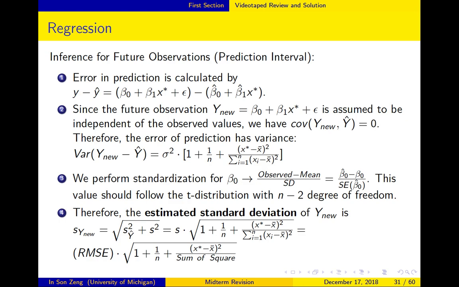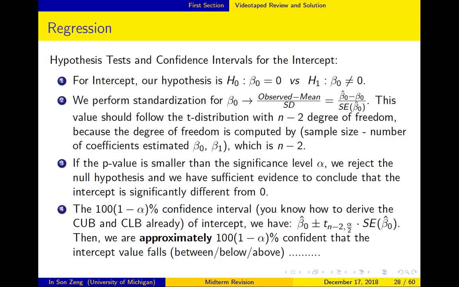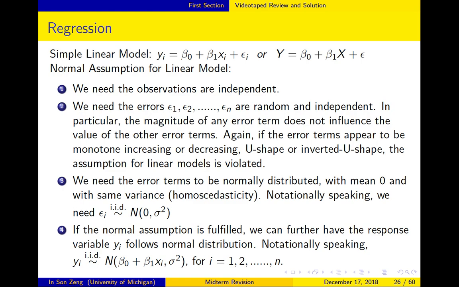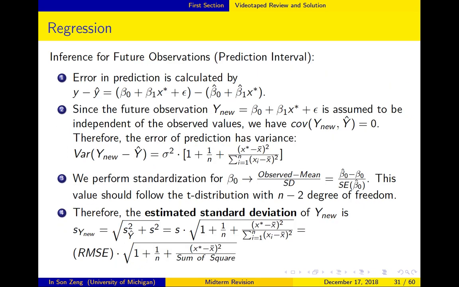Since the future observation is also assumed to be independent from the normal assumption we have defined, we need the observations to be independent for the linear model. We have the new value y new equals beta 0 plus beta 1 x star plus the epsilon, to be independent of the observed values before. We should have the covariance of y new and y hat equal to 0.